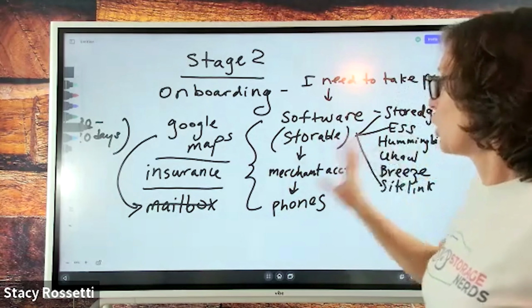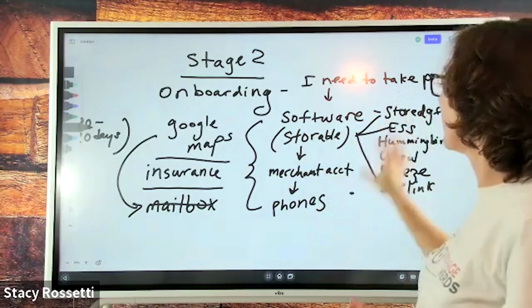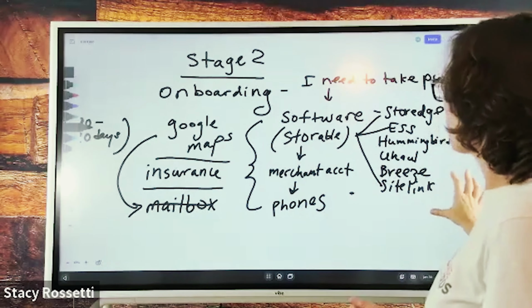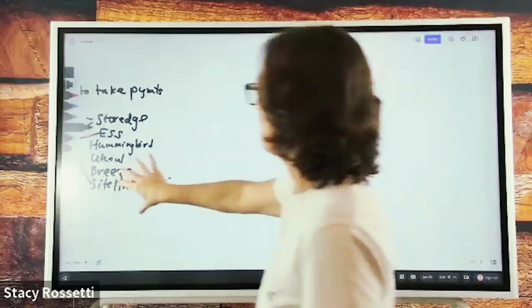So there is stage 2, okay? All right, we need to be able to take payments. That's really where we're at. Okay, so now stage 3, let's just move on to stage 3.